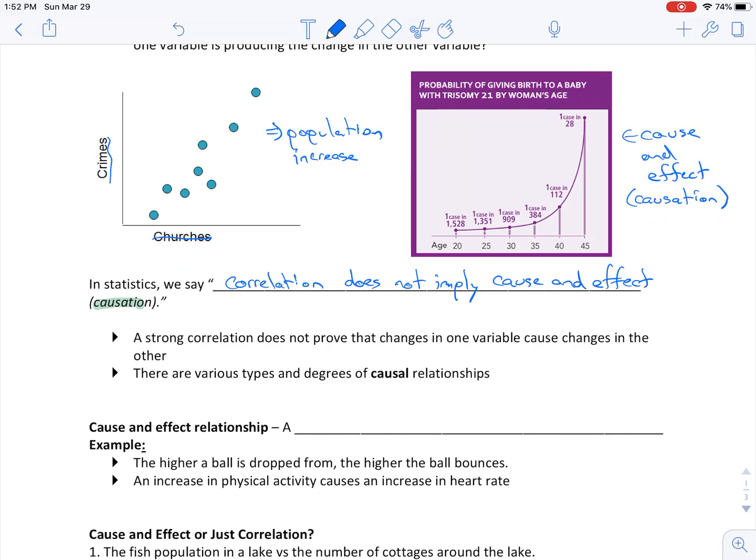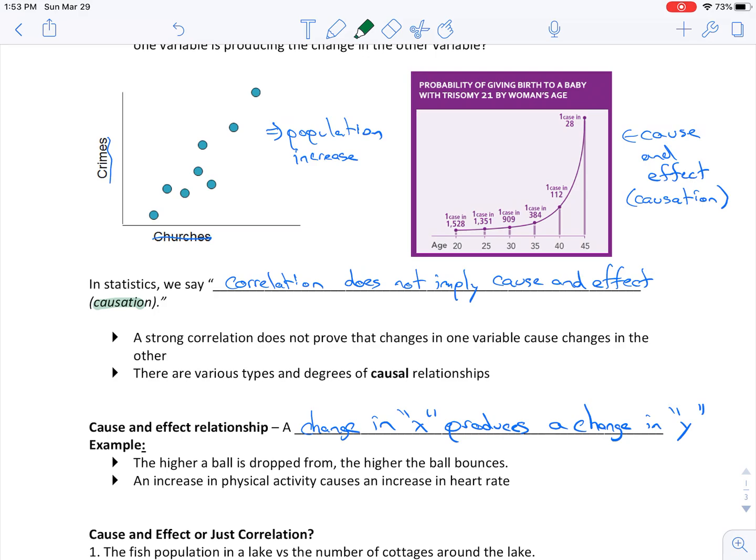There are various types and degrees of causal relationships. The first is simply cause and effect, where there is a direct link between two things: a change in one variable, let's say X, produces a direct change in another, Y. In math, you've often just said the change in one produces a change in another, but that's not always the case in the real world.